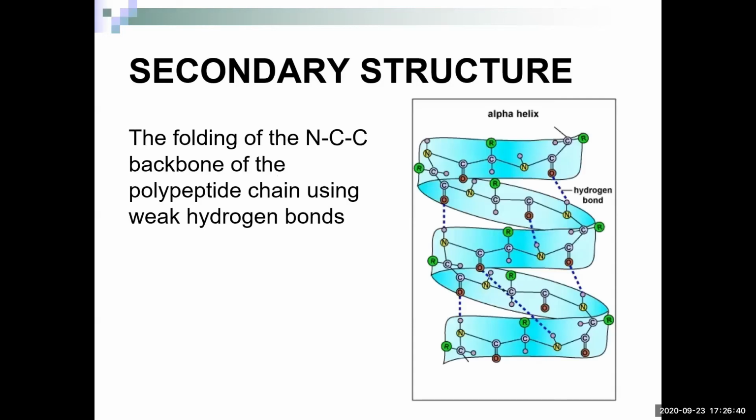So the secondary structure is the folding of the NCC backbone of the polypeptide chain using weak hydrogen bonds. So if you can see the example dito, we have yung connection ng blue. Ito yung mga hydrogen bonds.